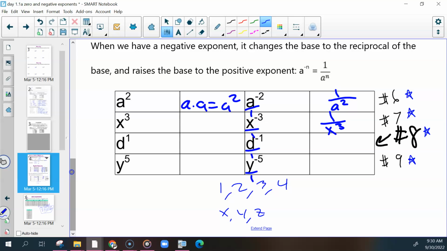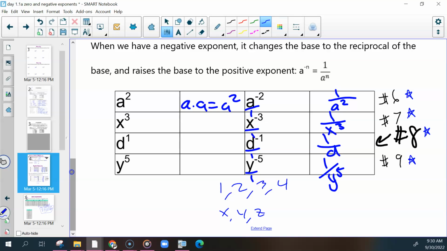D to the negative 1st. 1 over d. Virginia, you can see the last one. 1 over 0 to the power of 5. Now, for the 1 over d, you can put 1 over d to the 1st, but the 1 is not necessary. So anytime you have a negative exponent, you're going to take it and flip it.